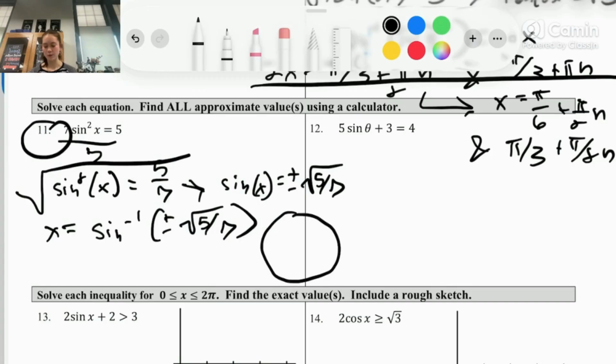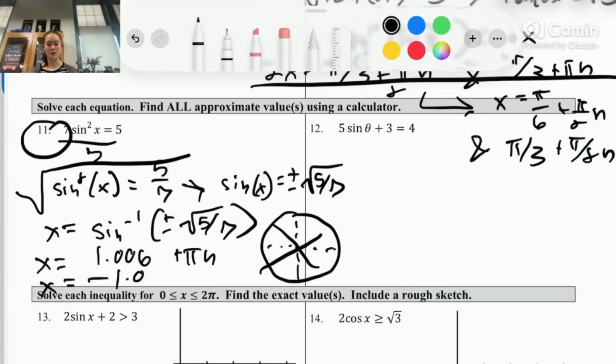Based on the unit circle, I'm just going to draw the middle points, it would be about there and there again, which would get you x equals 1.006 plus pi n, and negative 1.006 plus pi n. There you go. Just got to plug those into the calculator and it'll be great.